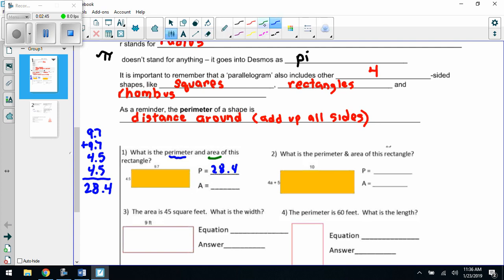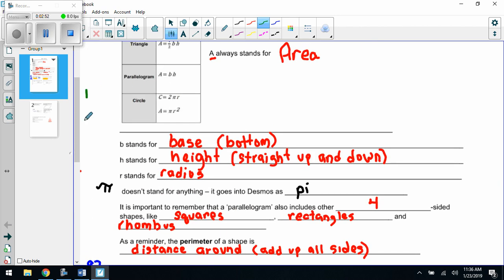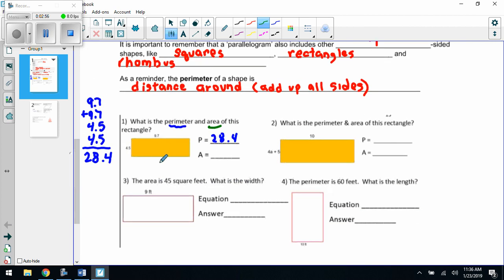Now to find the area of this rectangle, the area, if we look up here, of a parallelogram is base times height. So the base is the bottom number, which is 9.7, times the height, which is 4.5. I'll put a big fat dot there, so I know to multiply. When you do that, you should get 43.65.